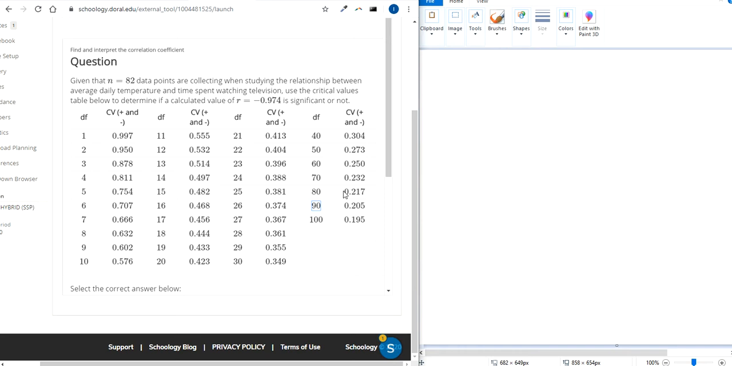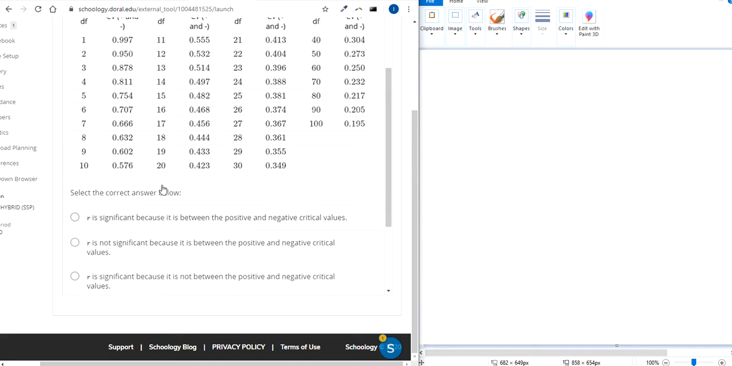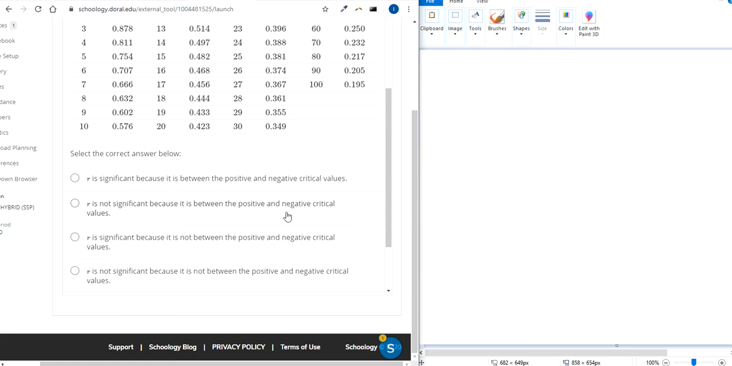Remember, with the table values, what you usually do is take the absolute value of your test statistic and compare it to the table values. So 0.974, the absolute value, is definitely bigger than anything close to what our table value would be. Okay, so our test statistic surpasses the critical value. So we say R is significant. R is significant because it is not between the positive and negative critical values.